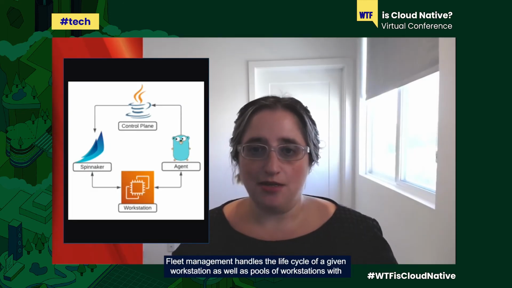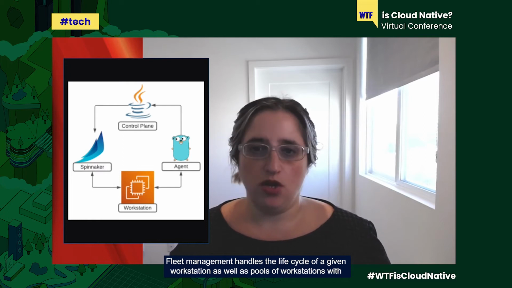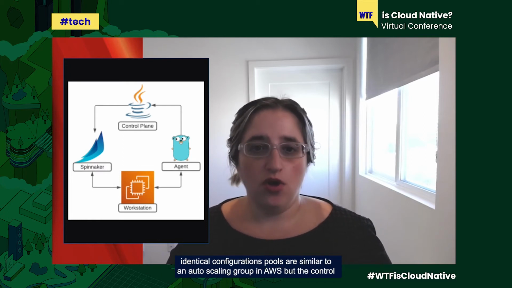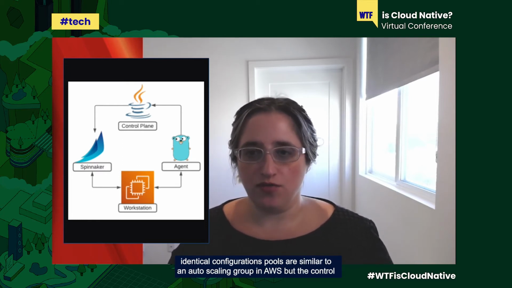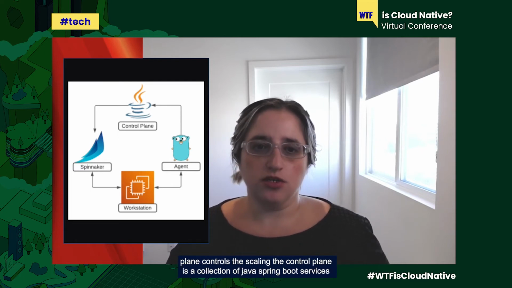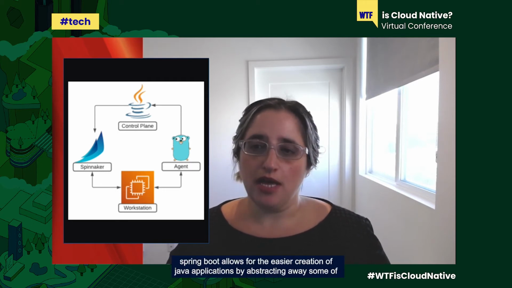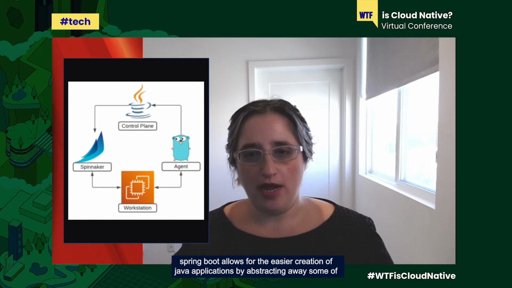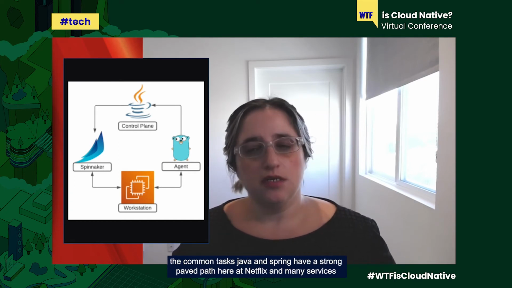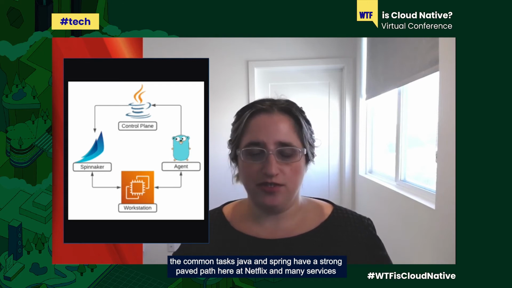Fleet management handles the life cycle of a given workstation, as well as pools of workstations with identical configurations. Pools are similar to an auto-scaling group in AWS, but the control plane controls the scaling. The control plane is a collection of Java Spring Boot services. Spring Boot allows for the easier creation of Java applications by abstracting away some of the common tasks. Java and Spring have a strong paved path here at Netflix, and many services use it.